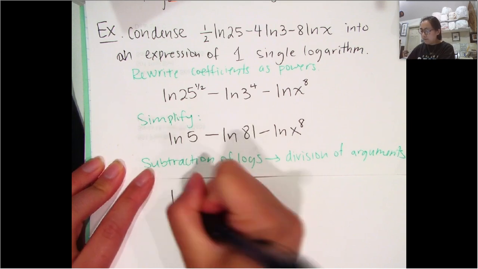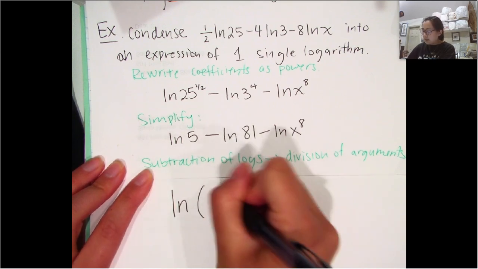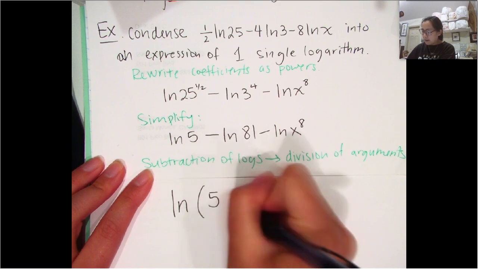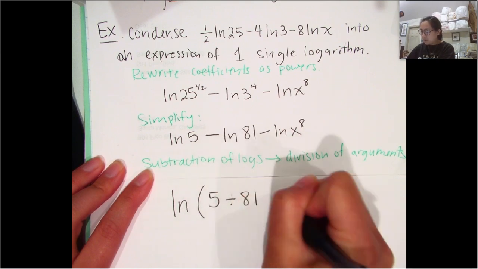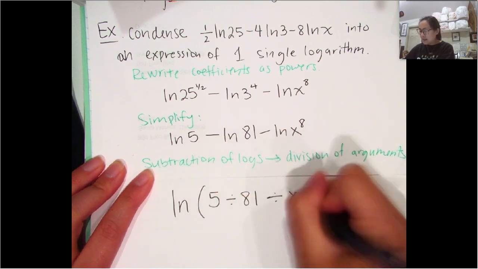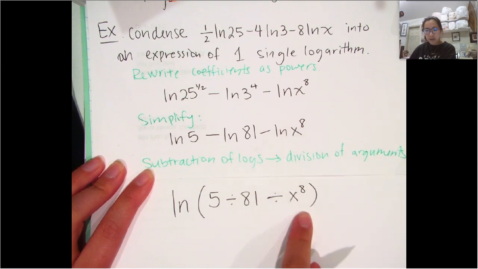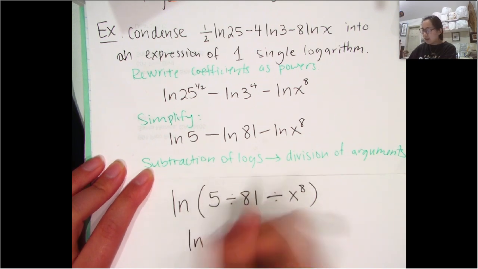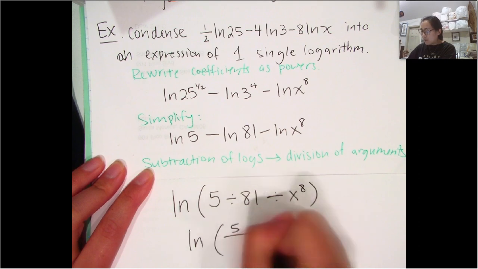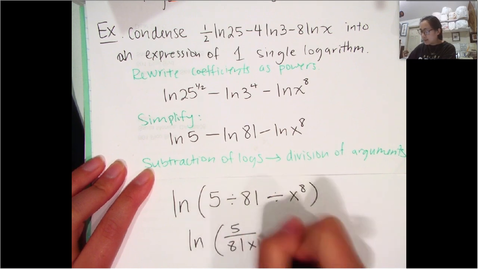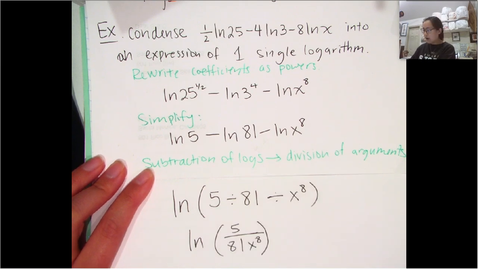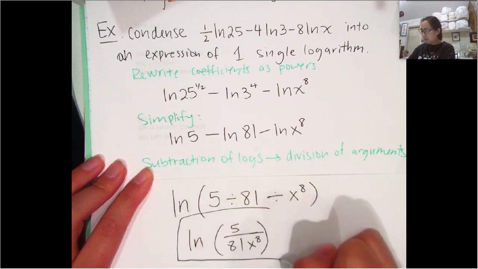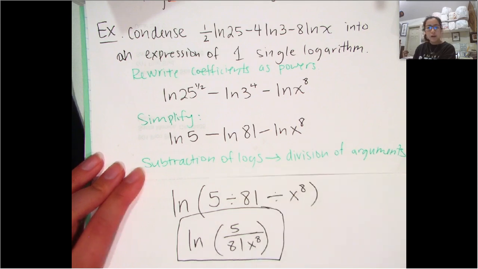So we have ln of, and then it would be the same as 5 divided by 81 divided by x to the 8th. Well, if you're dividing both of these, then that would be the same as multiplying by 1 over those or putting them both in the denominator. And so this is the same as ln of 5 divided by 81x to the 8th. Okay, and there you have it. That's one logarithm. I'll do an example in the next video.